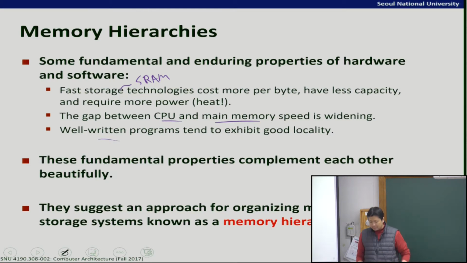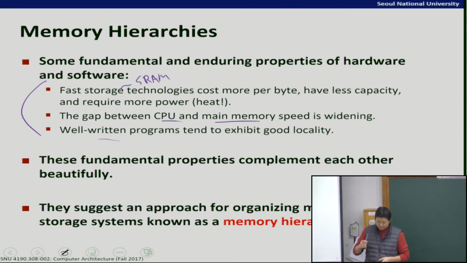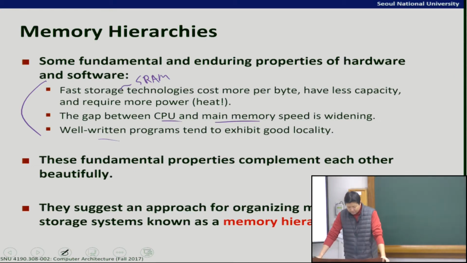So there's a widening gap between the CPU and memory speed, and on the software front, well-written programs tend to exhibit good locality. If your program is well-written and well-optimized, it has very good locality. By combining all these properties together, we can design a cache to provide the illusion of very fast and cheap memory. These fundamental properties complement each other beautifully, and they suggest an approach for organizing memory and storage systems known as memory hierarchy.